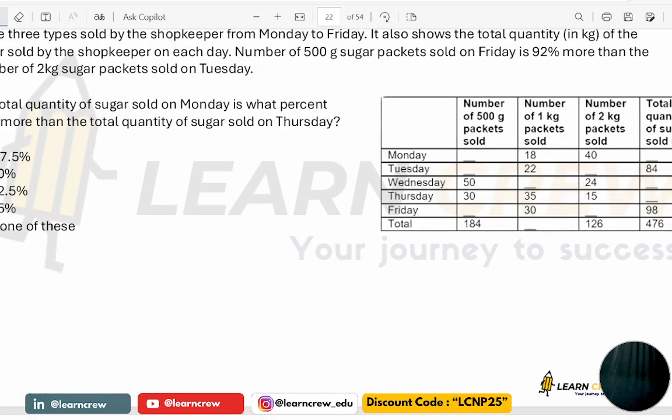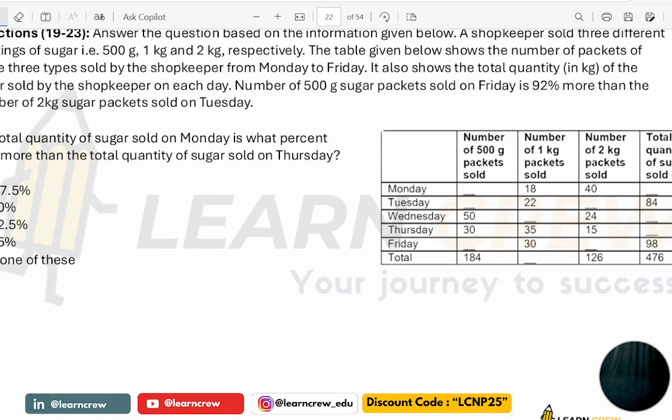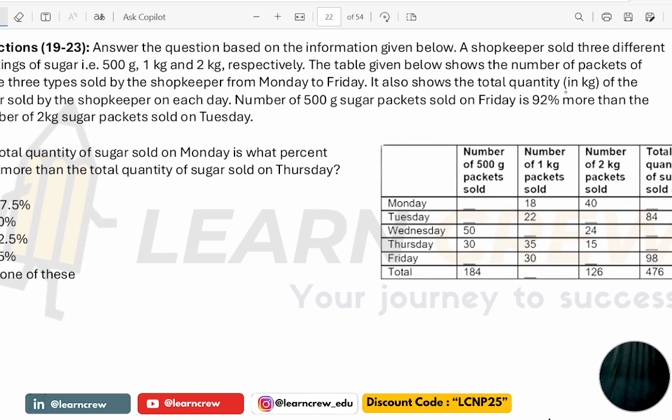Next, you have one DI given here. Please see. A shopkeeper sold three different packings of sugar, 500 grams, 1 kg and 2 kg. The table given below shows the number of packets of these three types sold by the shopkeeper from Monday to Friday. It also shows the total quantity of sugar sold on each day. The number of 500 grams sugar packets sold on Friday is 92% more than the number of 2 kg sugar packets sold on Tuesday.